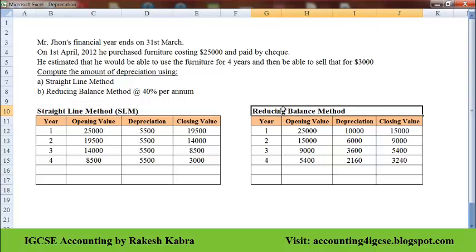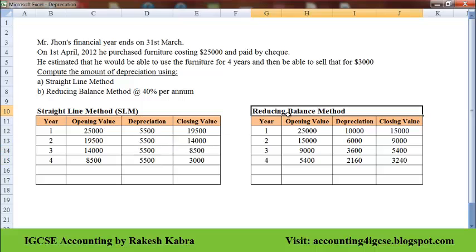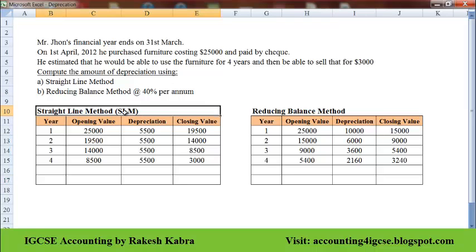Understood? So in spite of this drawback, still we use the straight line method. Straight line method is very easy because you need to compute depreciation only one time, and the same amount you need to apply for the coming years. But under reducing balance method, we need to compute depreciation every year, at whatever rate is given in the question, not 40%, and that rate of depreciation we need to apply on the opening value of the asset. Got it? So understood how to compute the amount of depreciation under both the methods.